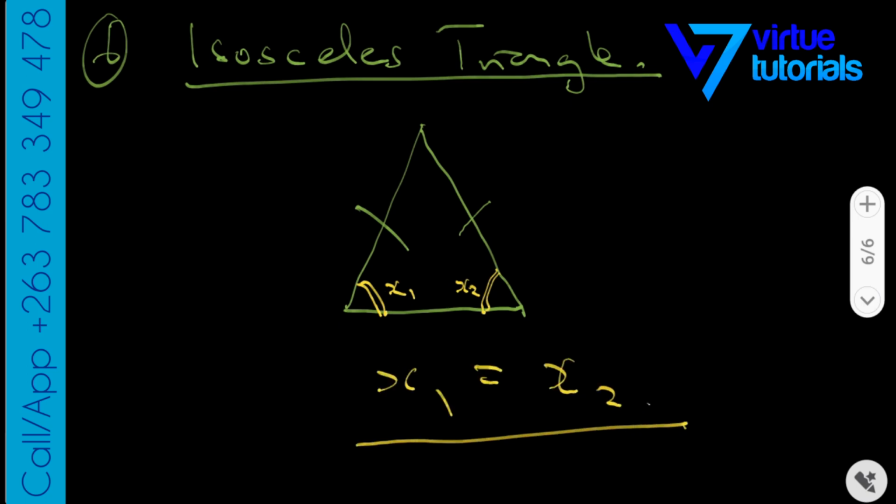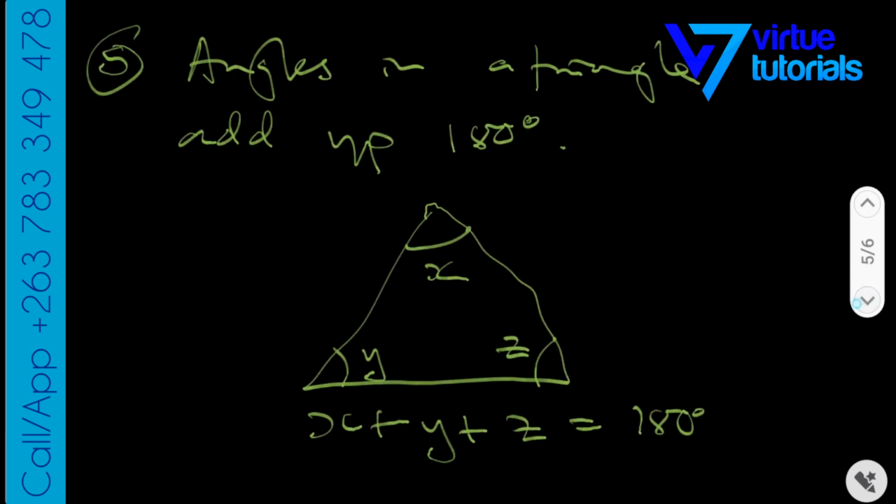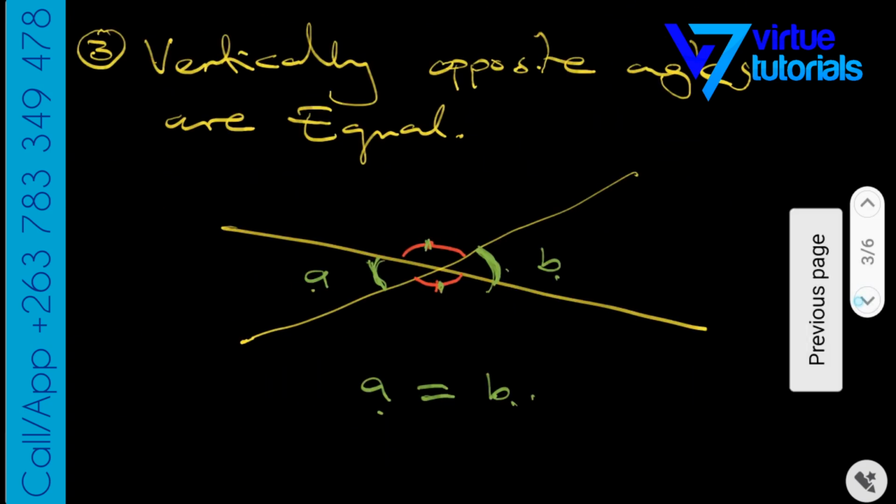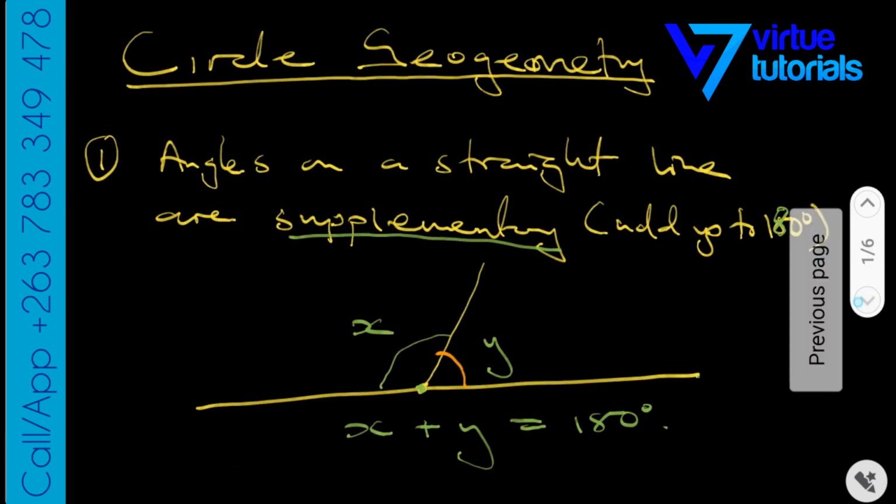So you need to make sure that when you are dealing with your questions in circle geometry, you are well aware of these 6 basic geometry rules because they appear in all circumstances in different combinations. And sometimes the problem is not with the circle theorem. The problem is with these basic geometry rules that you must know. Let's just run through them.